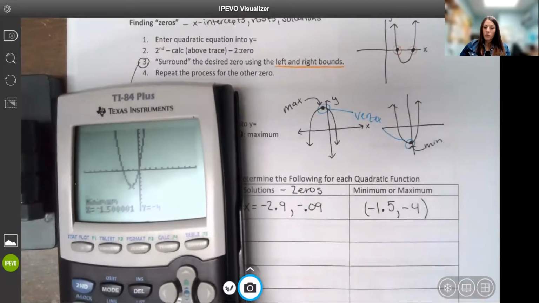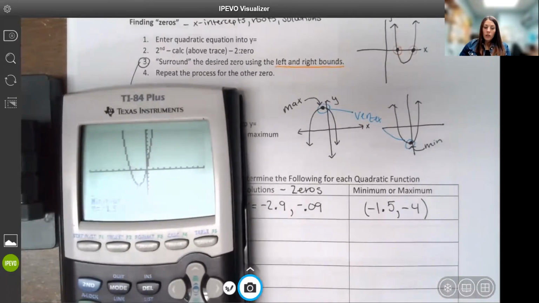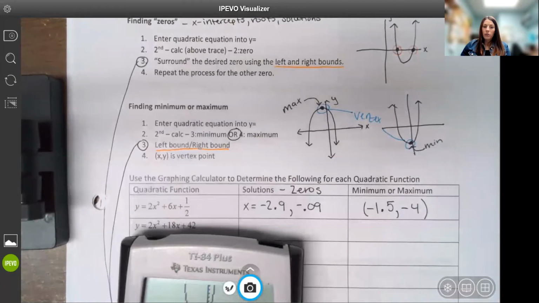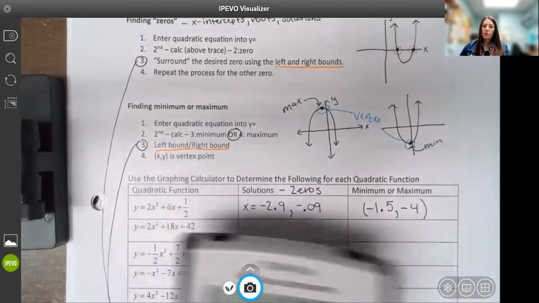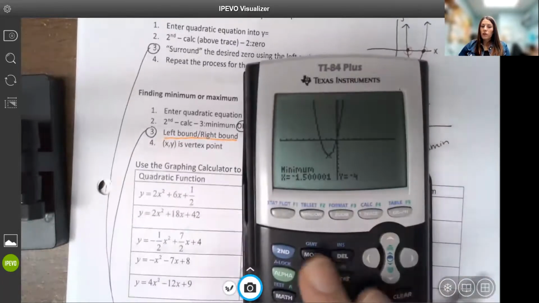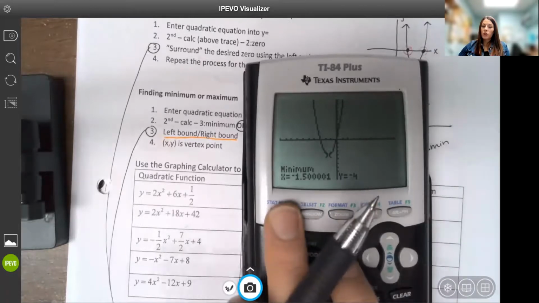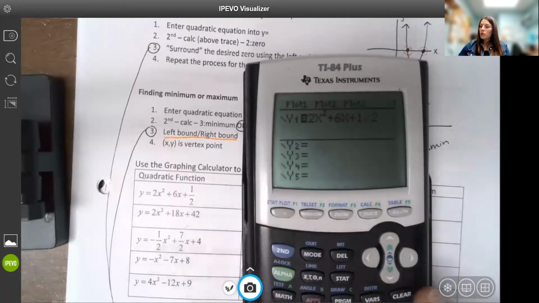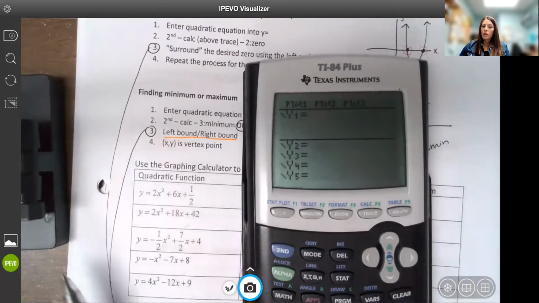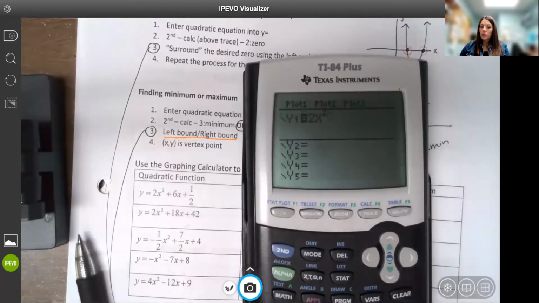Okay. So let's look. We're going to do a couple more together, and then I'll let you try a couple on your own using the step-by-steps up above. So let's get out of graphing, I'm just going to hit y equals again. I'm going to clear this out, and I'm going to enter in my next quadratic: 2x squared plus 18x plus 42.